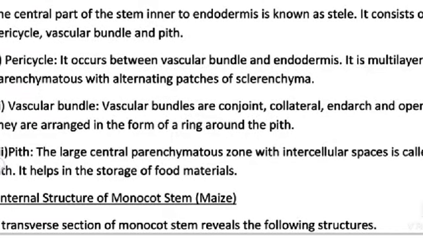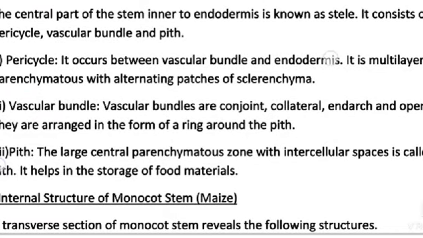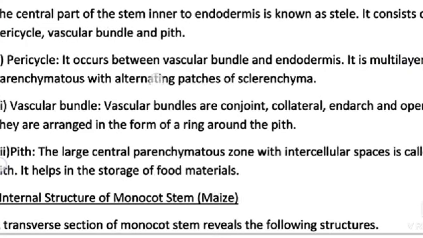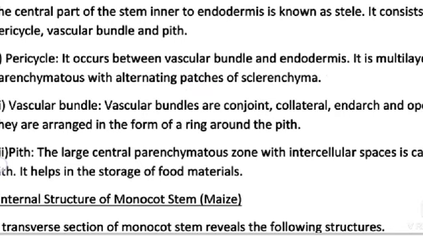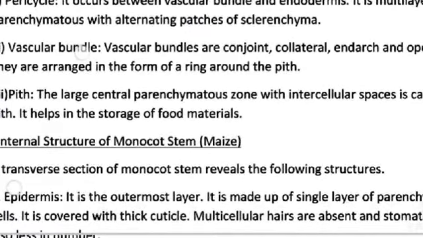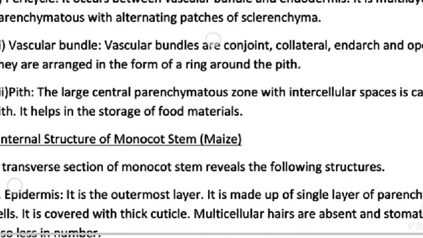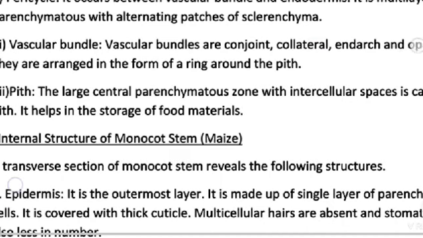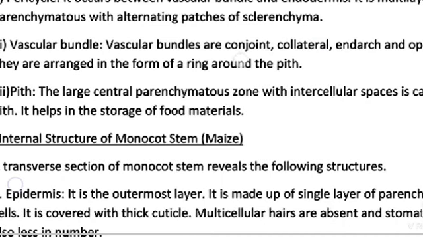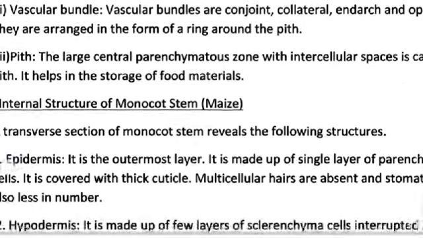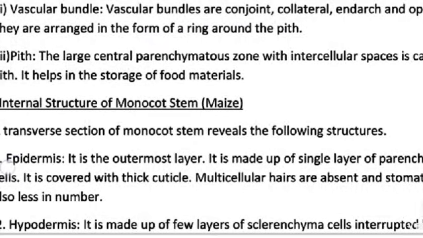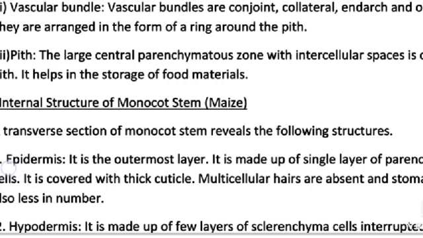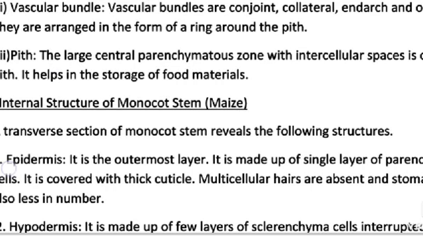Pericycle. It occurs between the vascular bundle and endodermis. It is multi-layered, parenchymatous with alternating patches of sclerenchyma. Vascular bundle. Vascular bundles are conjoined, collateral, endarch, and open. They are arranged in the form of a ring around the pith. Pith. The large central parenchymatous zone with intercellular space is called pith. It helps in the storage of food materials.